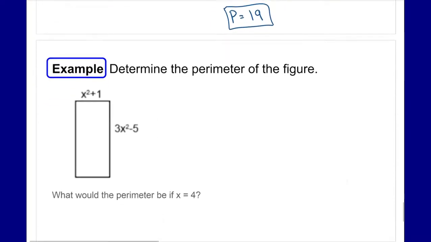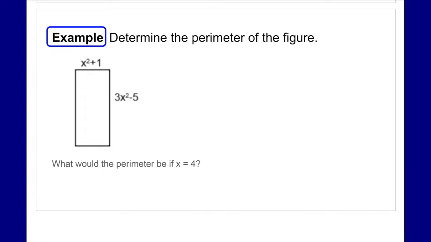We'll look at one last example. Determine the perimeter of the figure. So we have a rectangle here. We have expressions for the sides. And again, once we find our perimeter expression, we want to come up with what the actual perimeter is when x equals 4. So again, perimeter is adding up all of the sides. Here we're only given 2 sides, but because it's a rectangle, we should remember that the opposite sides are equal. So even though we're not given the other 2 sides, we should still know what they are.